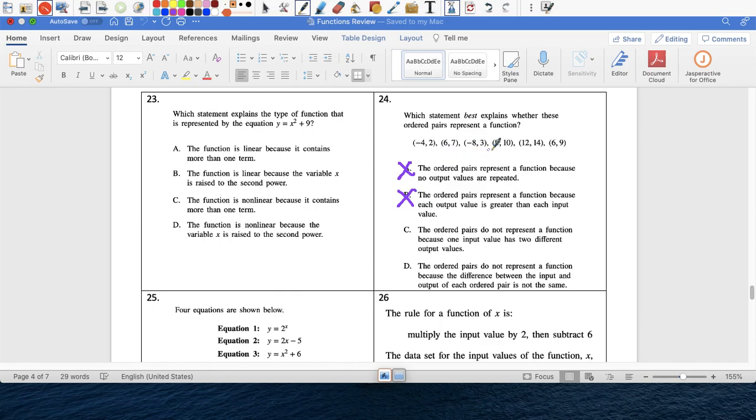-4, 6, -8, 9. So every input is unique. Sorry, it's not unique because 6 repeats. Look, 6 has 2 outputs, the 7 and the 9. So this is not a function. And it's not a function because one input, the 6, has two different outputs. It has a 7 and 9, so actually C is the correct one.